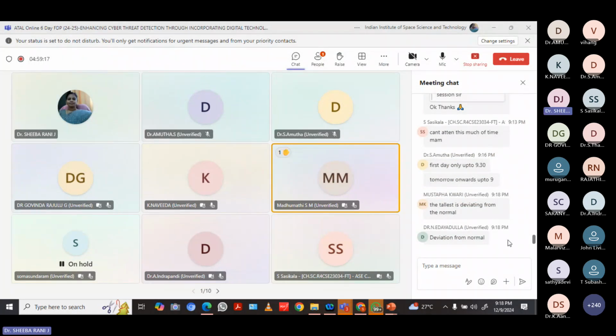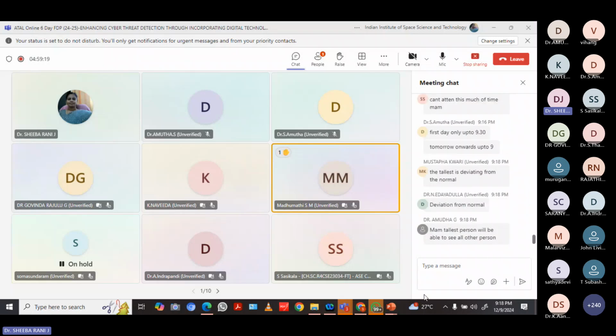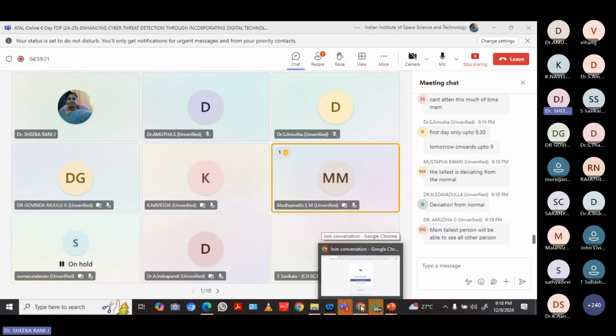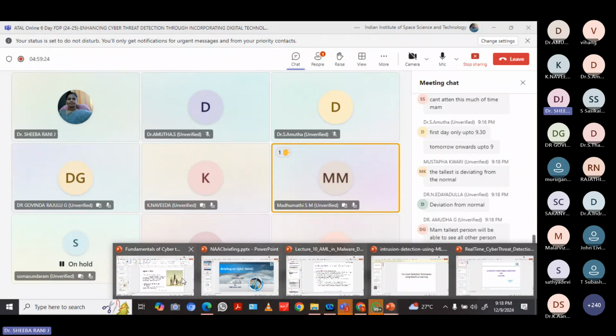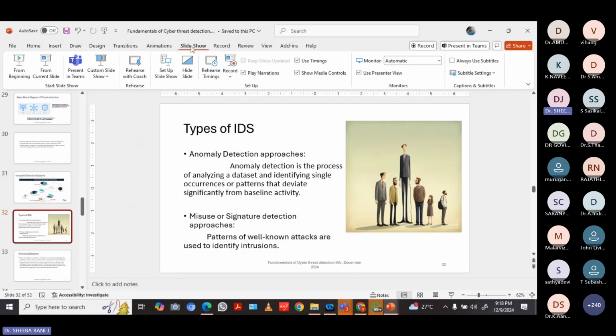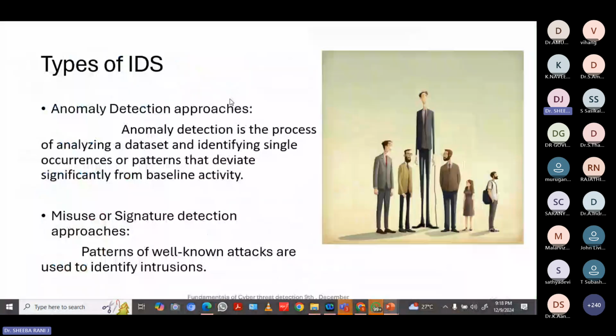A deviation from normal: anomaly. You see the figure. This is only what we have to identify. This big image is very captivating, and it will really explain things easily. These are all human beings of normal height. Now see this difference.